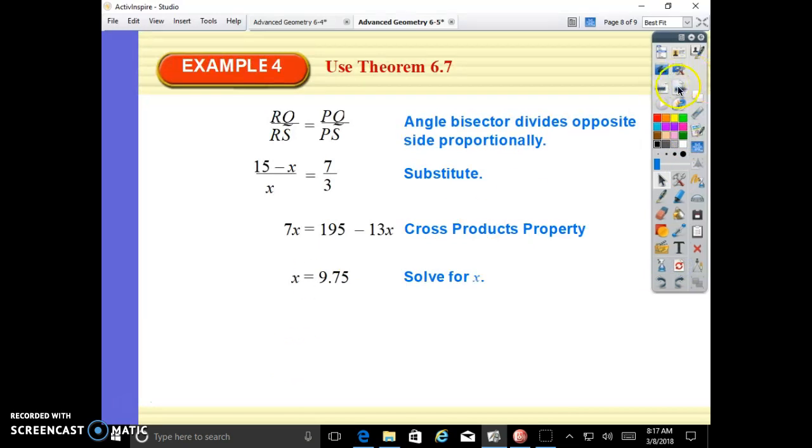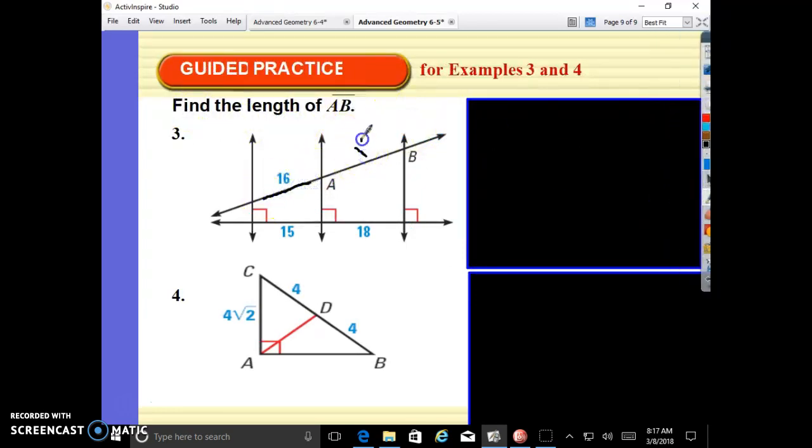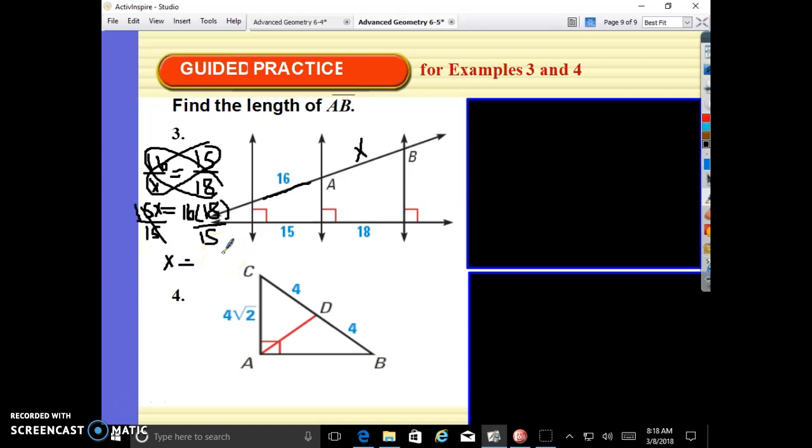Okay? Find the length of AB. 16 is to x as 15 is to 18. Cross products and solve. So we're going to have 16 times 18 equaling 15x. We're going to divide by 15 on both sides. And that's going to give us x equals 16 times 18 divided by 15, 19.2.